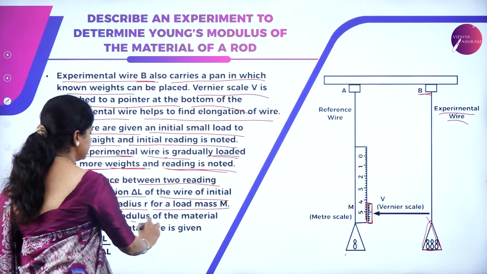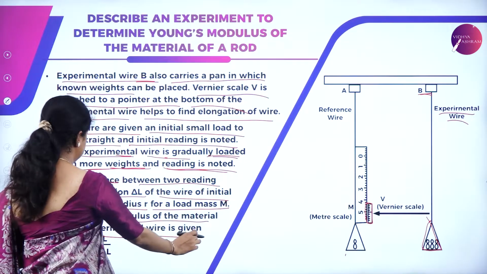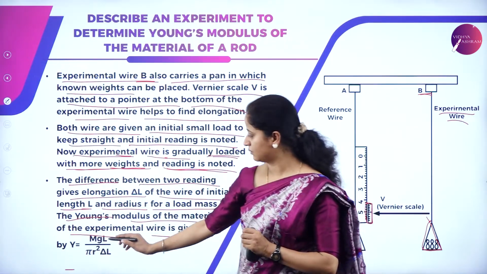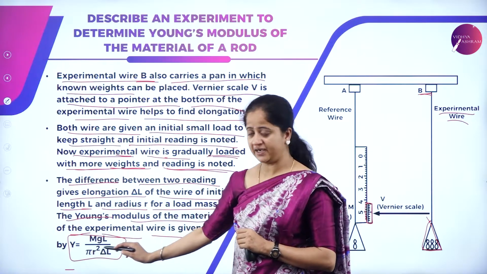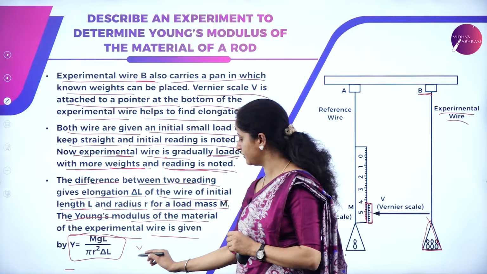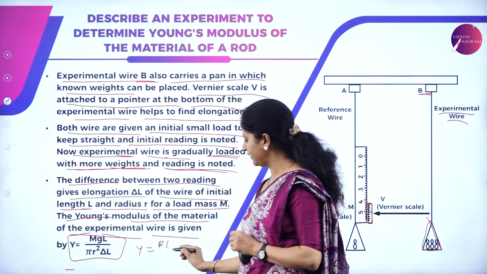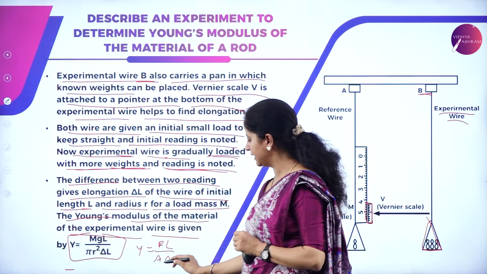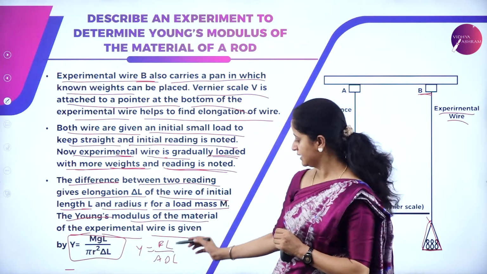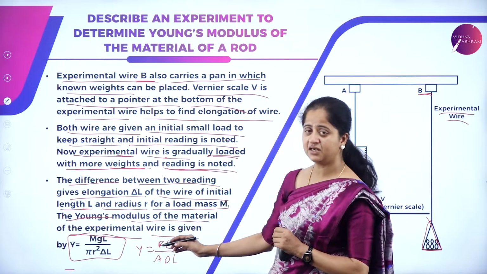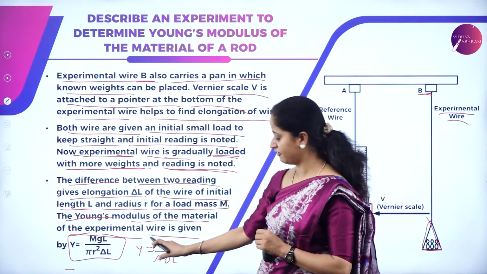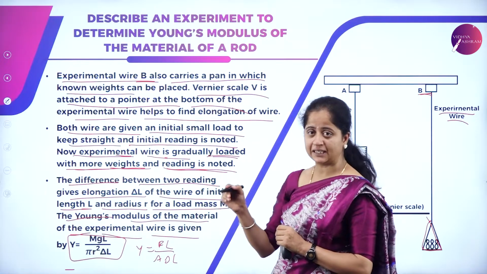Now the Young's modulus of the material of the experimental wire is given by the formula Y equals mgL divided by pi r squared delta L. So how do we get this formula? That is from Y equals FL divided by A into delta L. We know this because F by A is longitudinal stress. Young's modulus is nothing but longitudinal stress to longitudinal strain, where longitudinal stress is F by A, divided by delta L by L.